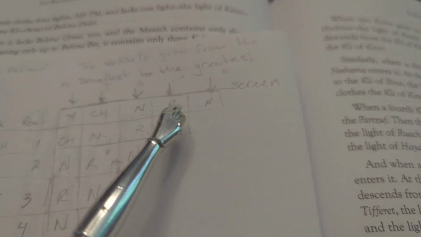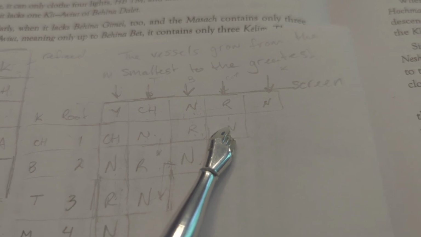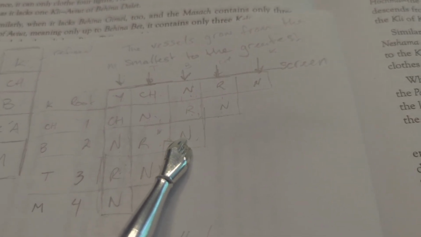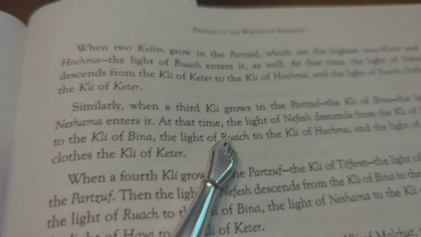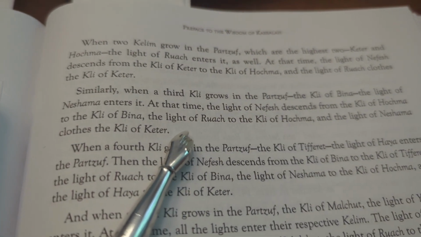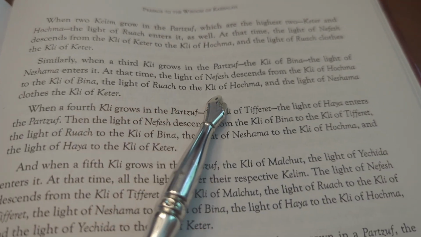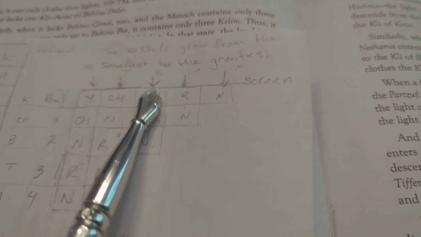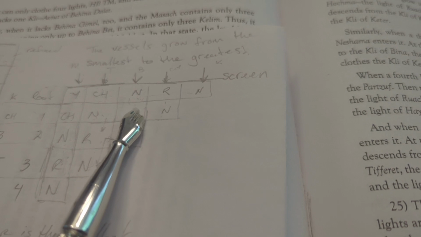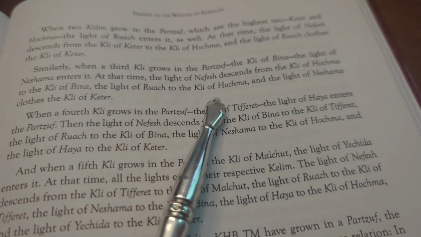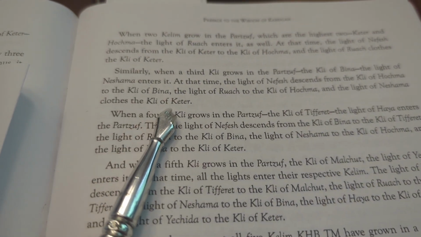So we see here the Nefesh in the Kli of Hochma descends to the Kli of Bina. And Ruach, so it says here, at that time Nefesh descends from the Kli of Hochma to the Kli of Bina, the light of Ruach to the Kli of Hochma, as we see here. Ruach descends to Hochma, and the light of Neshama now clothes the Kli of Keter. This is what it says. And the light of Neshama clothes the Kli of Keter.